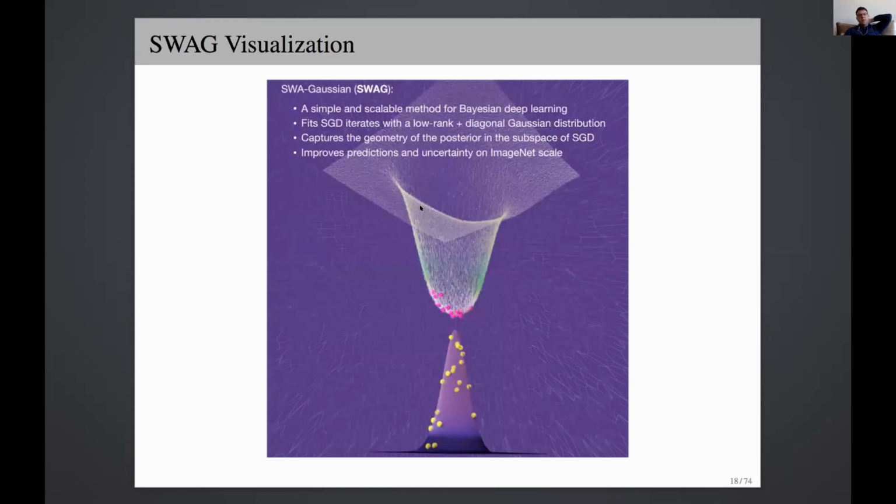So in summary, this SWAG procedure is a simple and scalable approach for Bayesian deep learning. It works simply by fitting SGD iterates with a low rank plus diagonal Gaussian approximate posterior, and it essentially recycles geometric information that we would get already through SGD training, and it can improve predictions and uncertainty at the ImageNet scale with large modern neural networks.